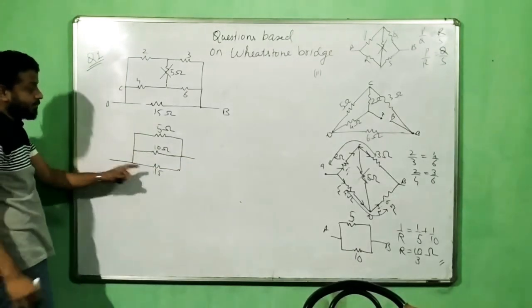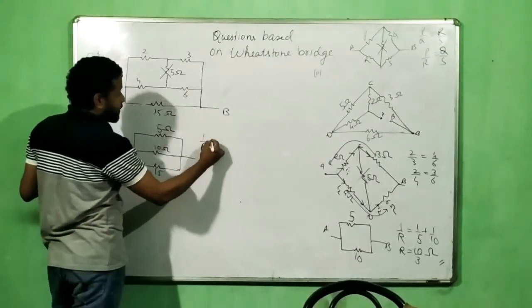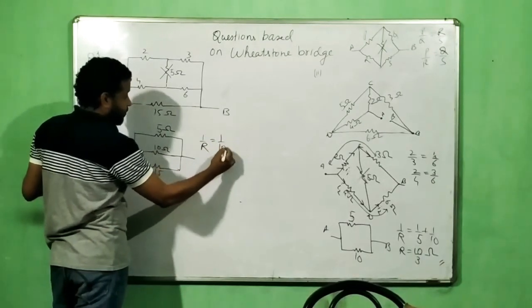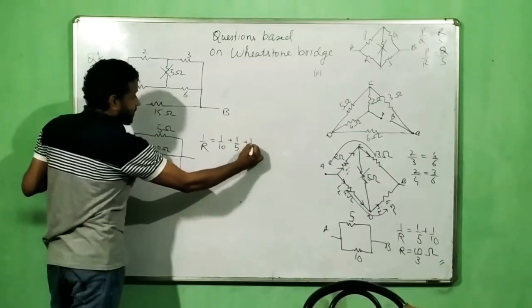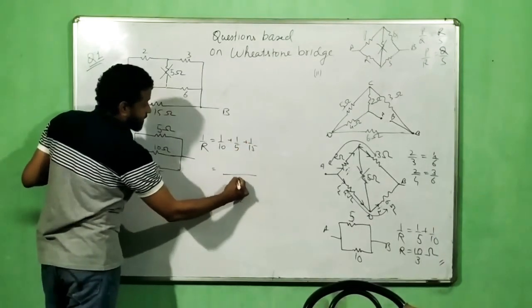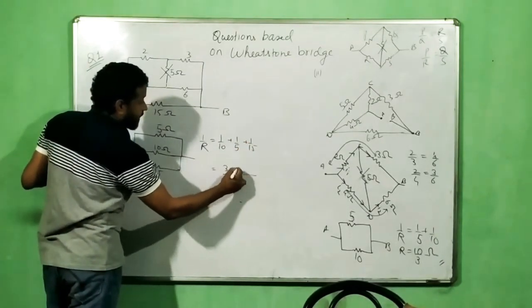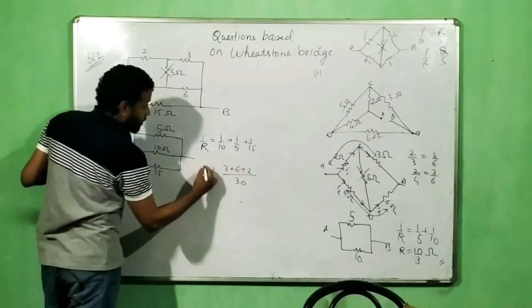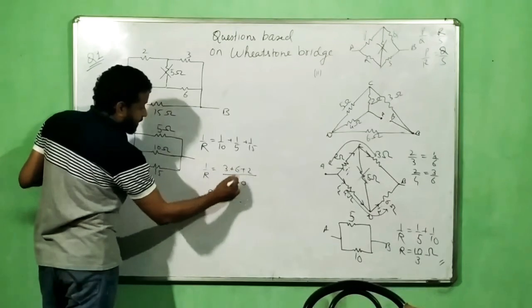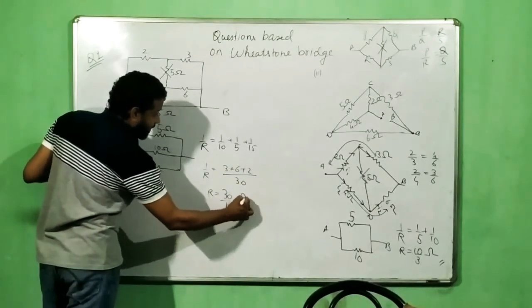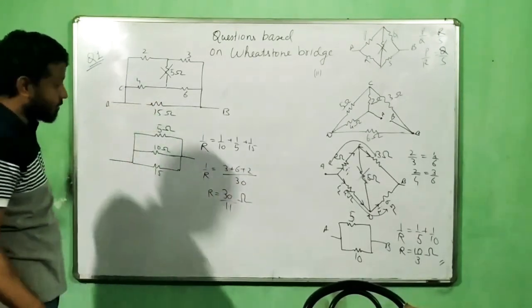Now 5, 10 and 15 are in parallel connection. So 1 by 10 plus 1 by 5 plus 1 by 15. If you do this, your LCM is 30. So this becomes 3 plus 6 plus 2. So that is your 1 by R. So R is equal to 30 divided by 11. So the answer is 30 by 11 ohm. This is your answer.